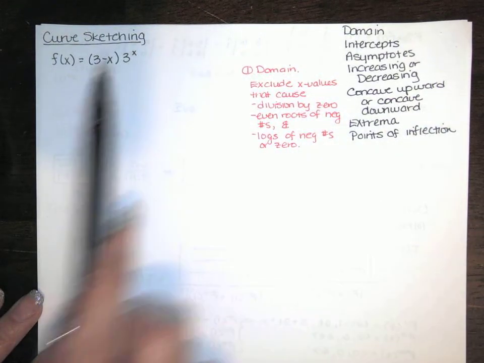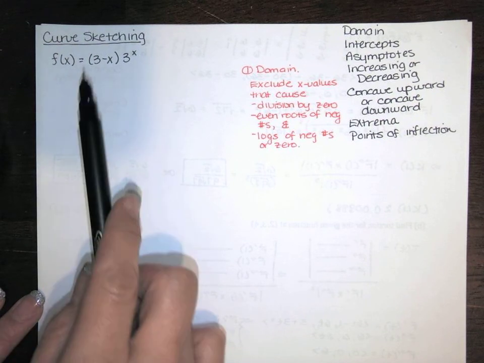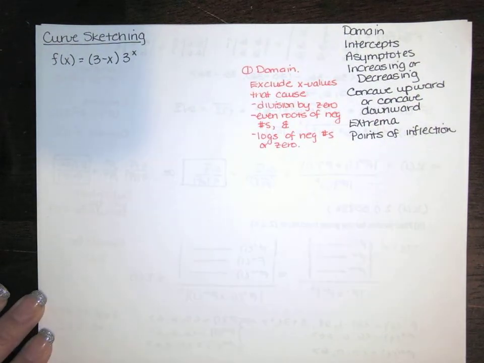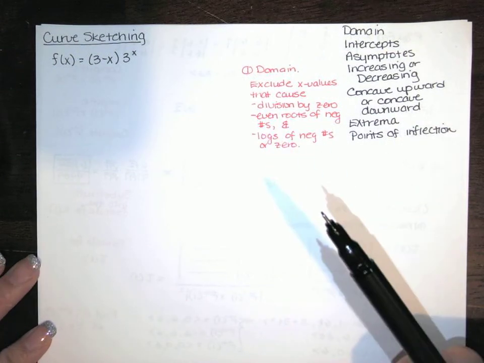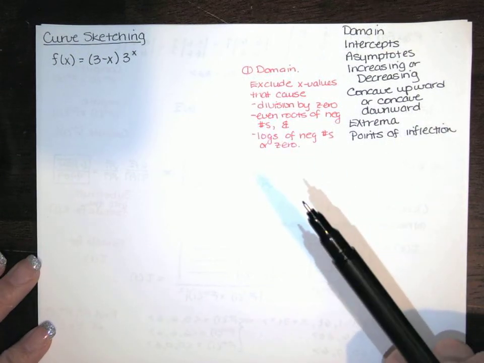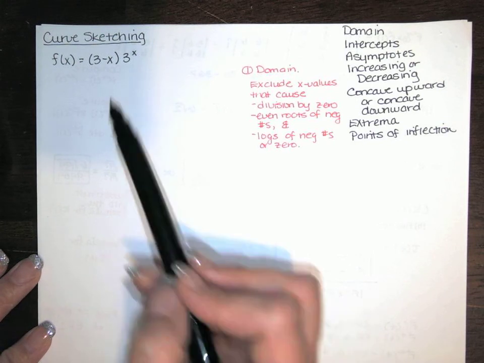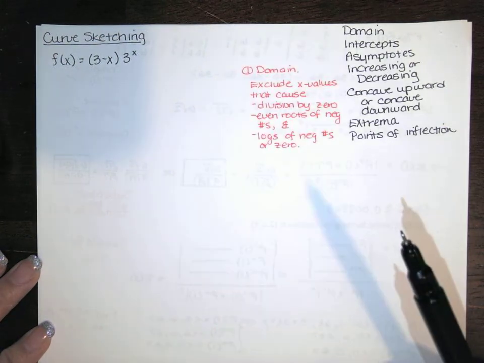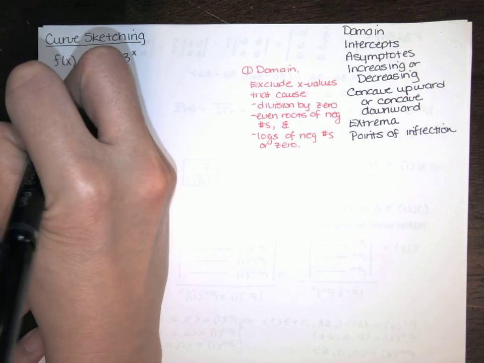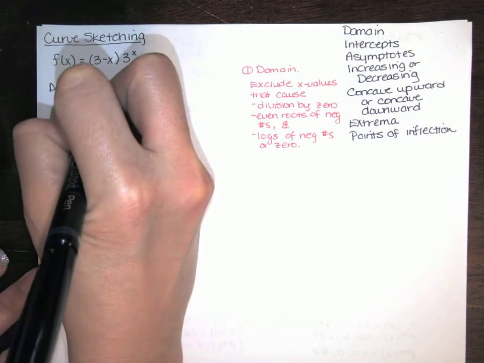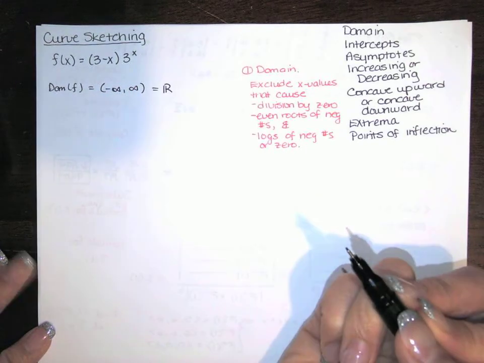So notice we don't have any division, so there's no danger of dividing by 0. There are no even roots, so we're not going to take the even root of a negative number and accidentally get a complex number. There are no logarithms, so there's no concern about taking the log of a negative number or 0. So the domain of this function is all real numbers, which we can write that way or we can write that way.